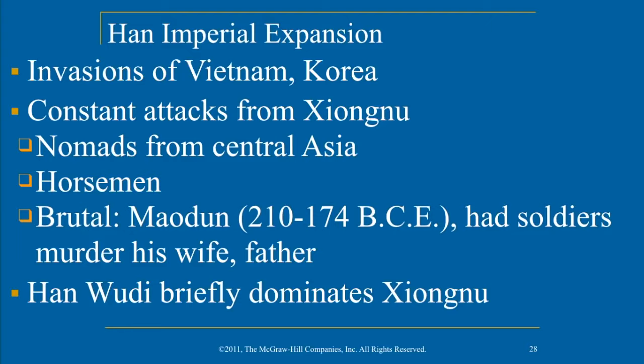The Han imperial expansion. There are invasions into Vietnam and Korea, and there are constant attacks from the Xiongnu, who would be in what is now northwestern China during this time, like parts of Mongolia and the steppe regions. Nomads from Central Asia, they were horsemen, and they were very brutal under, for example, Mao Dun, who reigned from 210 to 174 BCE. He had his soldiers murder his wife and father because they displeased him in some way. And Han Wudi briefly dominates the Xiongnu. Yeah, I'm pretty sure that's how you say it.